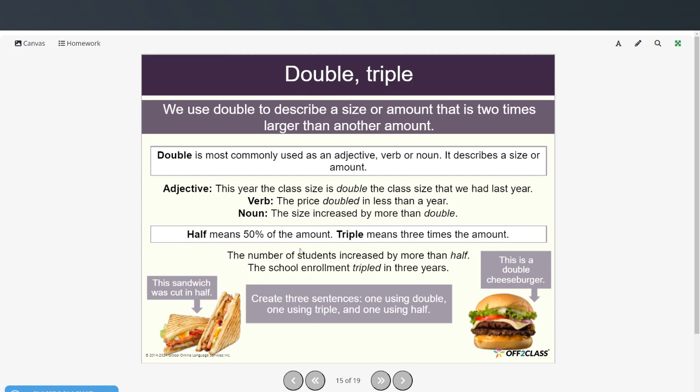Half means 50% of the amount, and triple means 3 times the amount. So the number of students increased by more than half, or the student enrollment tripled in 3 years. And then for some practice, you can create 3 sentences, one using double, one using triple, and one using half. And here are some examples. This sandwich was cut in half. This is a double cheeseburger.